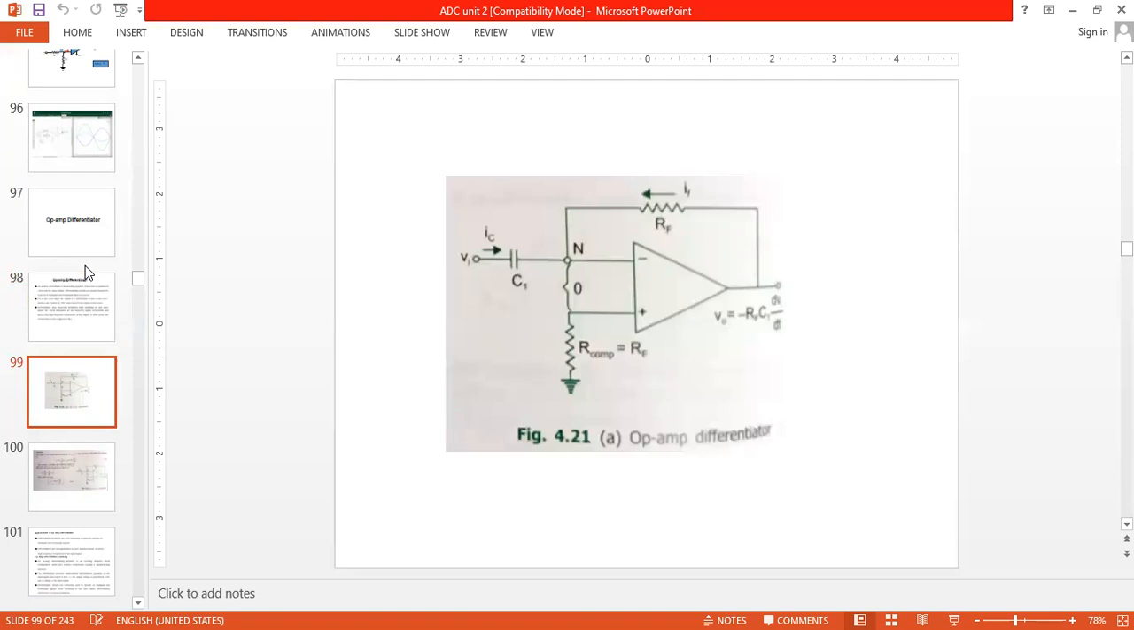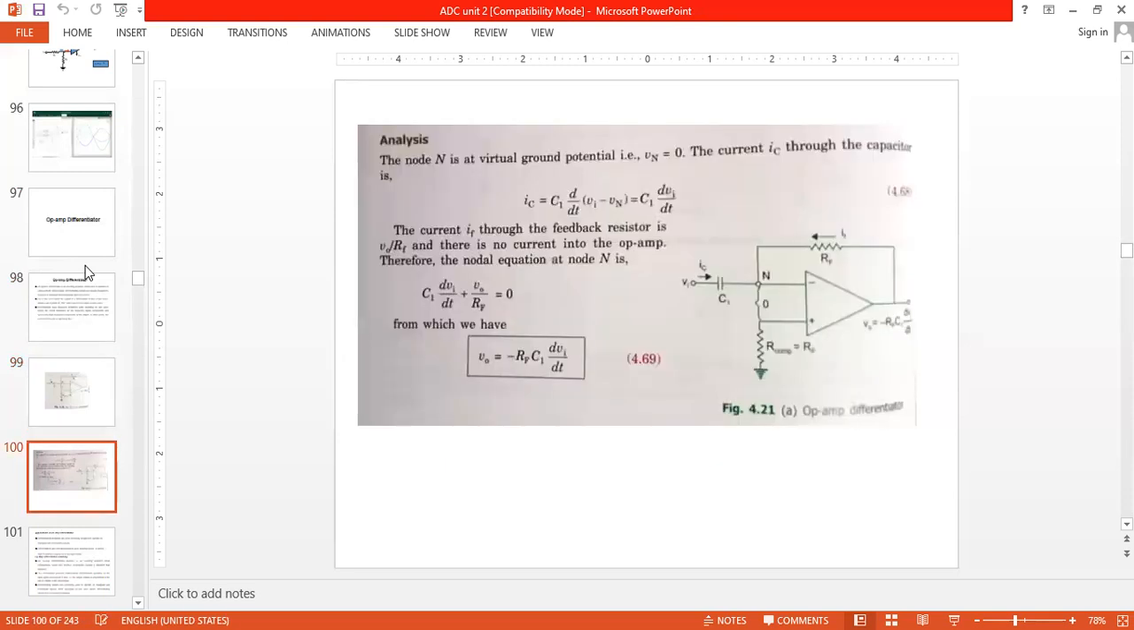So this is the differentiator model. That means we are connecting the capacitor to the input terminal, and it is defined as the differentiator. The output V out is equal to minus R of C1 into dV divided by dt, that is the rate of change of voltage with respect to time.